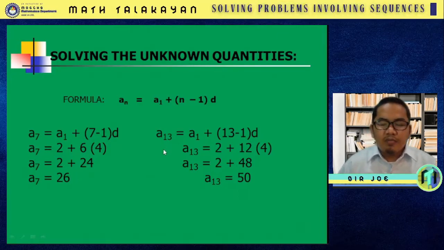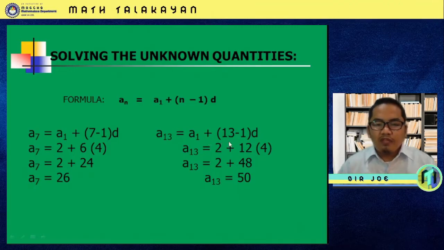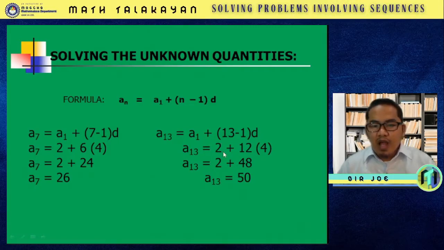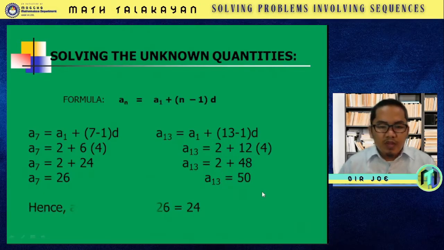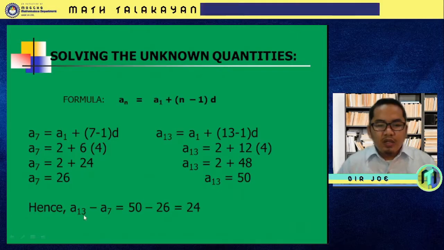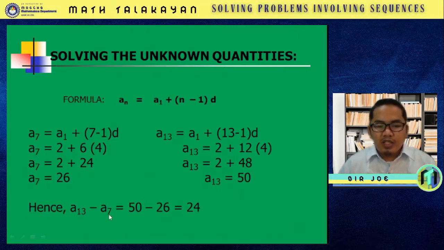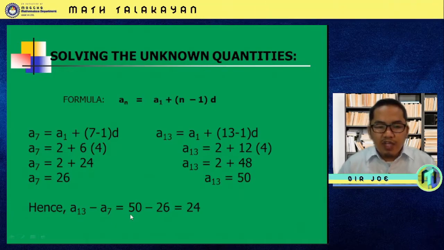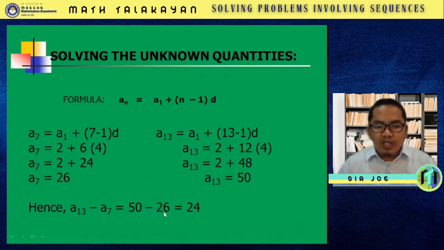For the 13th term, we have a sub 1 plus the quantity of 13 minus 1 times d. Our first term is 2 and our common difference is 4. So 12 times 4 is 48 plus 2 is equal to 50. In other words, the 13th term minus the 7th term, which are 50 and 26, so the difference is 24.